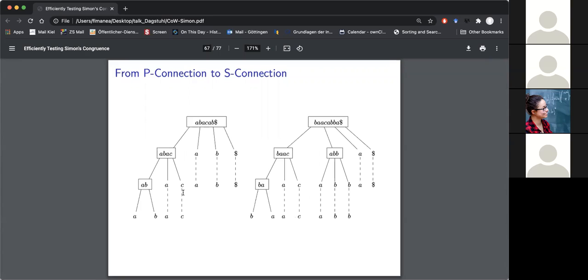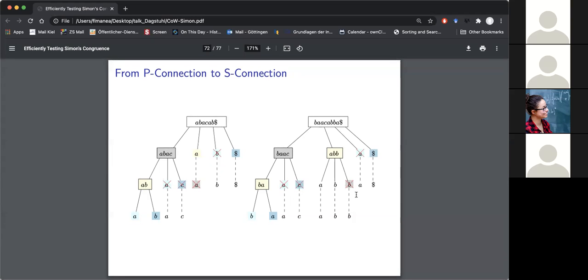This actually allows us to, once again, look at the nodes which were P connected and identify nodes which are no longer P connected. Maybe these 2 are interesting. You see, here we have an A, here we have a B. So these 2 nodes were P connected. Now we look for the first occurrence of a letter after this block on the left-hand side and after this block on the right-hand side, and we take the A. Here we have an A, here we don't have any A. So obviously these two nodes cannot be connected anymore, and so on.